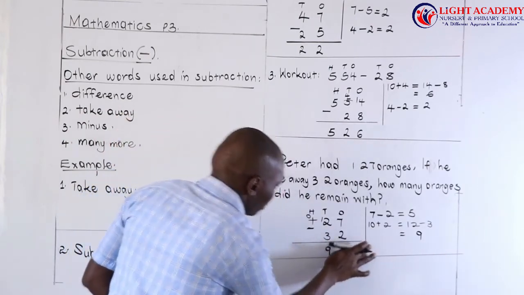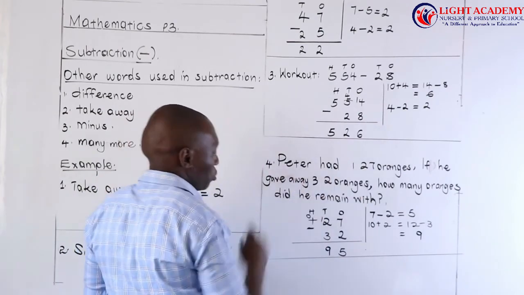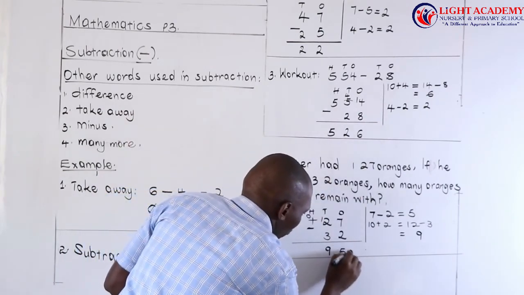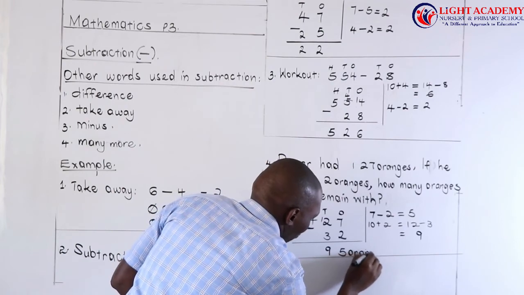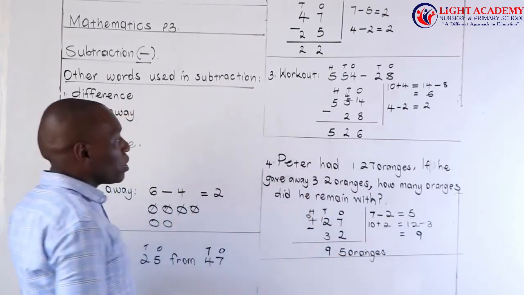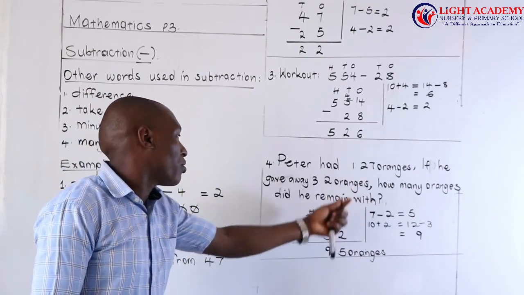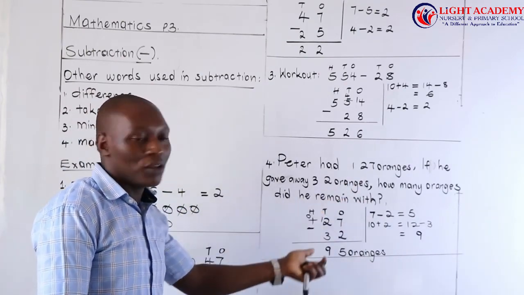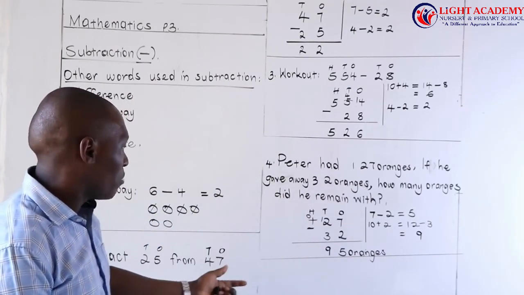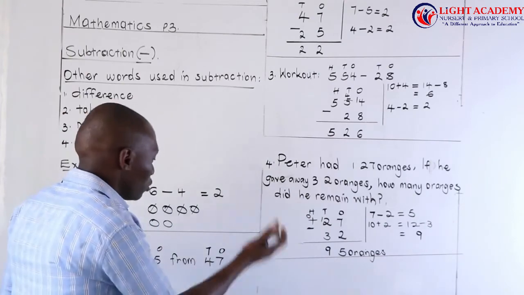So I will just simply end this, and since they talked about oranges, I can write the units here. We are talking about oranges. Okay? You can as well continue and say, because they said, how many oranges did he remain with? You can say, if you wish, but even if you leave it at this point, the answer is right. But it is also not bad.